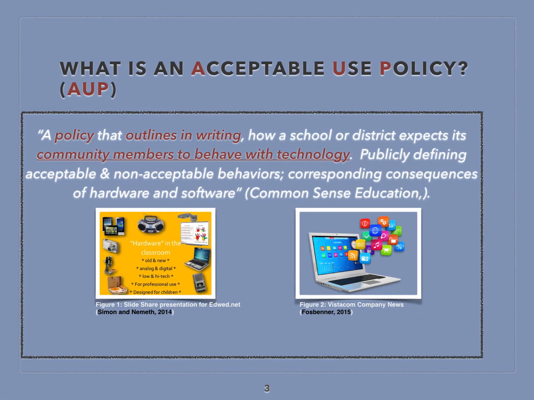You may be wondering, what is an acceptable use policy? Well, according to Common Sense Education, it is a policy that outlines in writing how a school or a district expects a community of members to behave with technology. This will publicly define acceptable and non-acceptable behaviors and the consequences of using that technology.